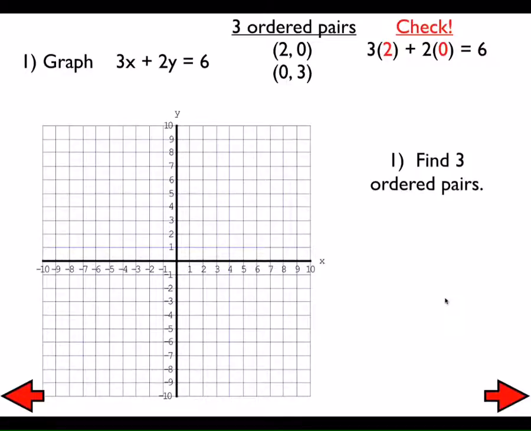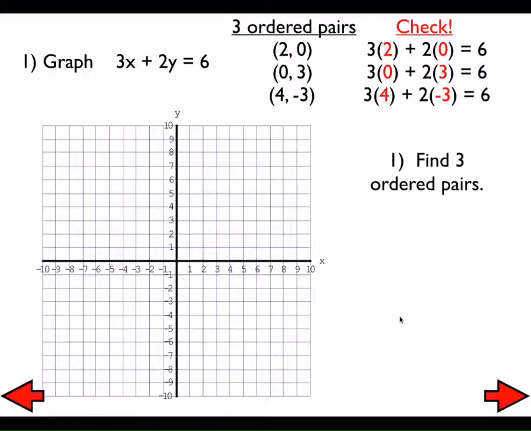Check to see if this ordered pair works. 0, 3. 3 times 0 is 0, plus 2 times 3 is 6. What's 0 plus 6? 6, which is what we wanted, so that one works too. 4, negative 3. 3 times 4 is positive 12. And then plus 2 times negative 3, which is negative 6. 12 minus 6 is 6. 6 equals 6. So that also works.